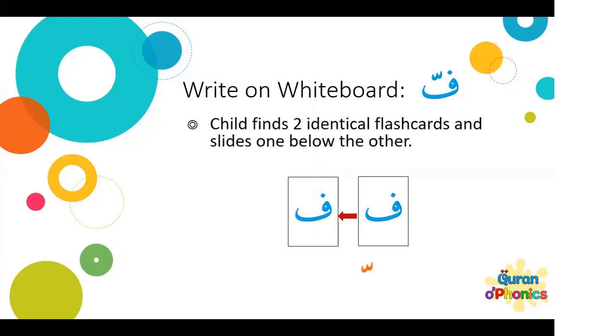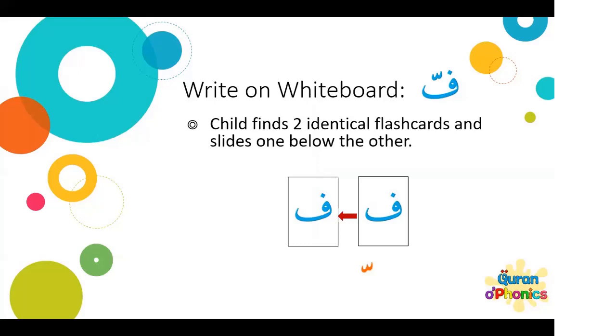So we get the child to do this physically, through concrete manipulation. So the teacher writes on the whiteboard or on the screen an alphabet with a shadda on it, and then the child has to find or choose 2 identical alphabets.